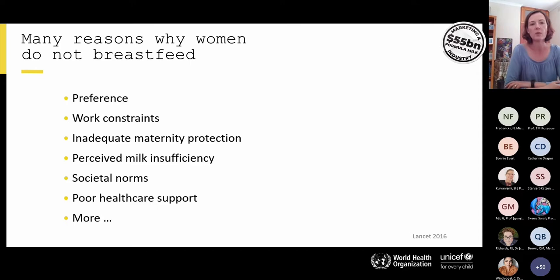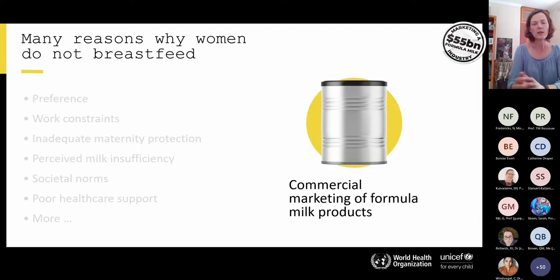Now, there are many reasons why women may choose not to breastfeed, and these could include a personal preference, work constraints, inadequate access to maternity protection, perceived insufficiency of breast milk, societal norms, and importantly, poor support from the healthcare system. But the marketing of formula milk products represents one of the most underappreciated influences on women's decision-making.